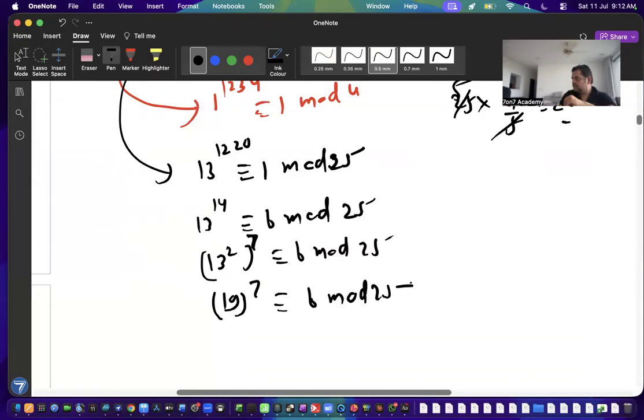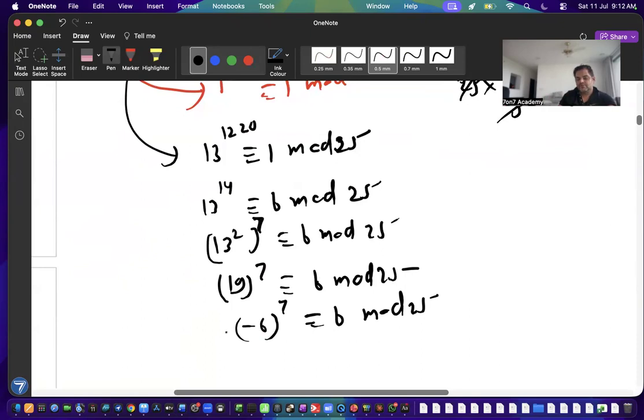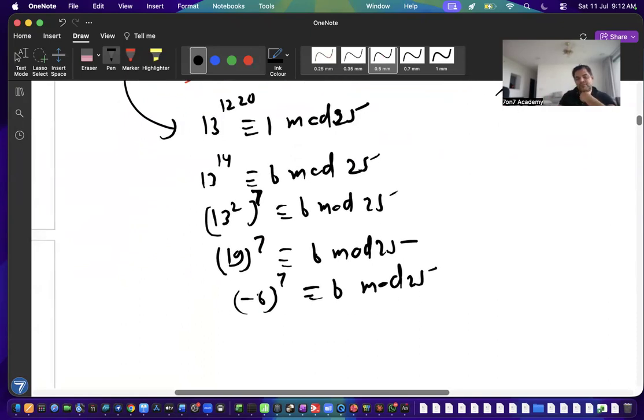Any problem? No. Now 19, if you divide by 25, you will get 6, or rather minus 6. So can you write minus 6 raised to 7 congruent to B mod 25? You have to reduce it anyhow. If you take 6 raised to 2, that's 36. If you divide 36 by 25, you get remainder 11. How many such 11s do you have? 3, and then minus 6. That would give you B mod 25.